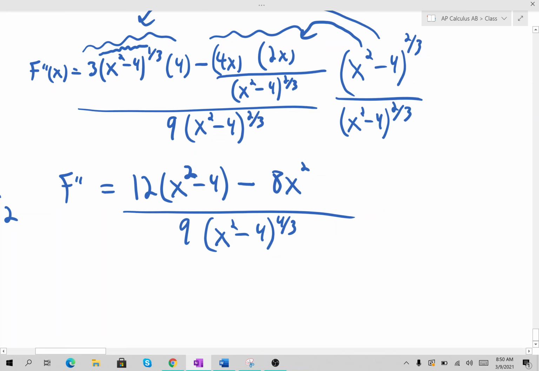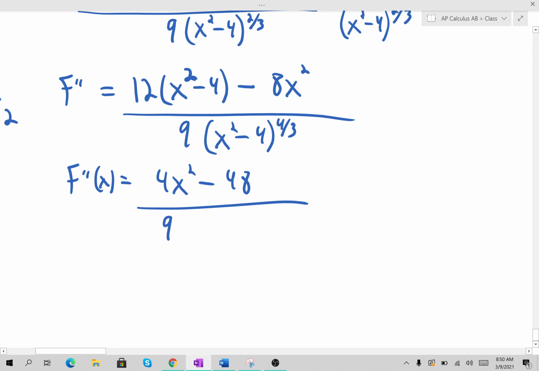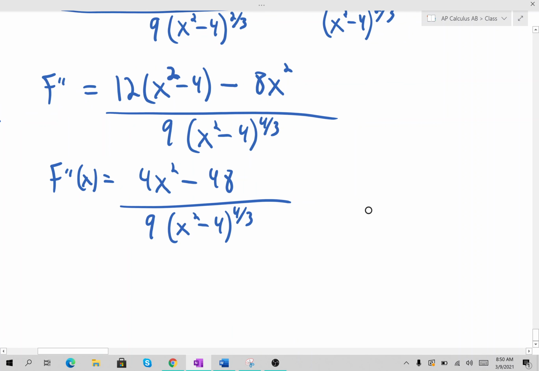Like that. Okay, and then the whole thing, if you distribute that 12, f double prime of x becomes 12x squared minus 8x squared is 4x squared minus 48 over all this junk. Cool. And if we take a 4 out, we get x squared minus 12 in there. Okay, so this factors into 4, x minus square root 12, x plus square root 12.